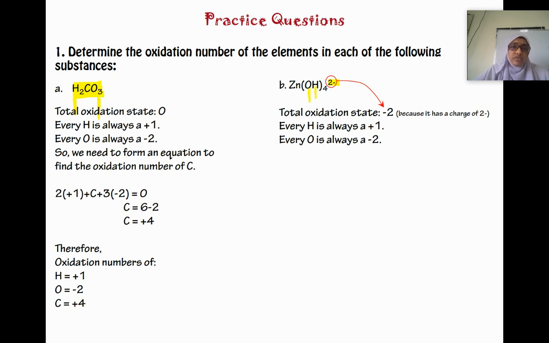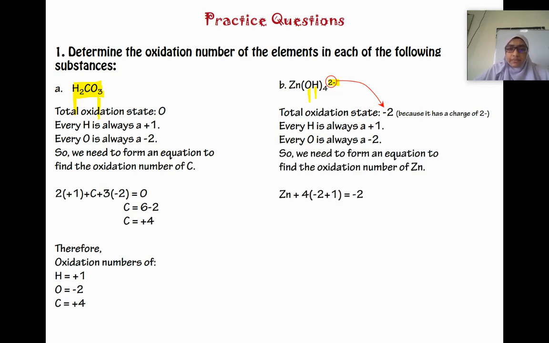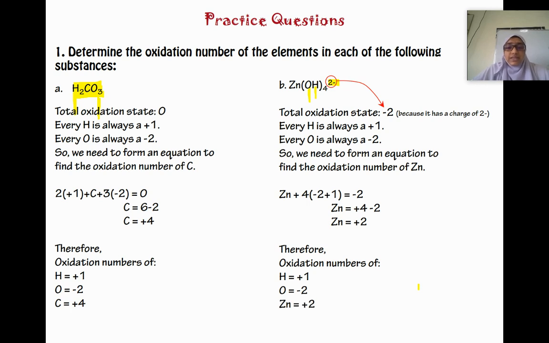Okay. So, now we try to solve for zinc. What is the oxidation number of zinc? We form a simple equation. So, zinc plus 4 times minus 2 plus 1, because minus 2 is oxygen, plus 1 is hydrogen, and you need 4 of them, is equals to minus 2. So if you solve this, zinc will be equals to plus 4 minus 2. When you simplify, you'll get plus 2. So the oxidation number of zinc is a plus 2. The oxidation number of hydrogen is plus 1. Oxygen is minus 2. Zinc is plus 2.